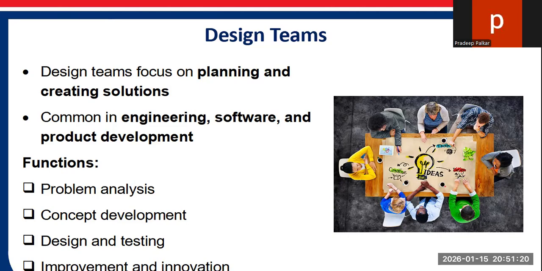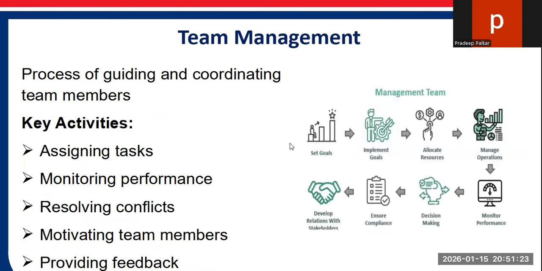Okay. Now, let's discuss team management. What are the factors of team management? Team management involves planning, organizing, leading, and controlling the team activity. It is the process of guiding and coordinating team members. That is a simple definition of team management.